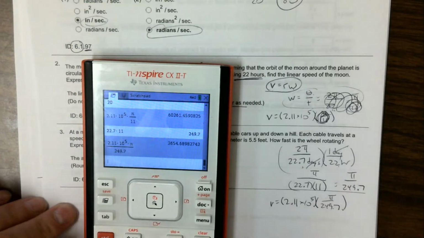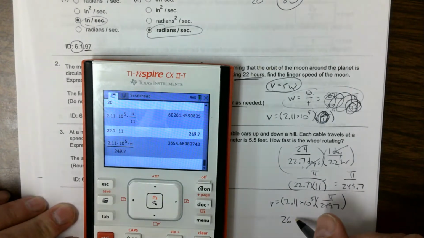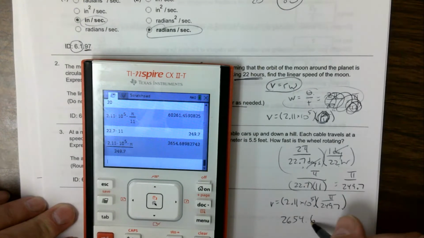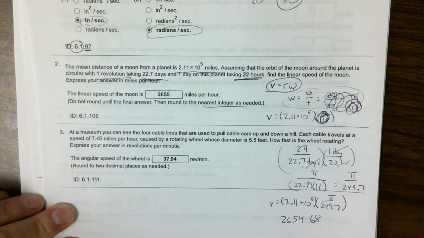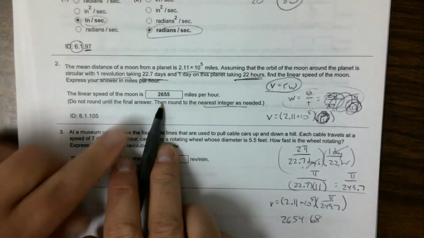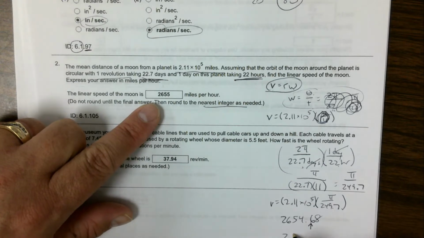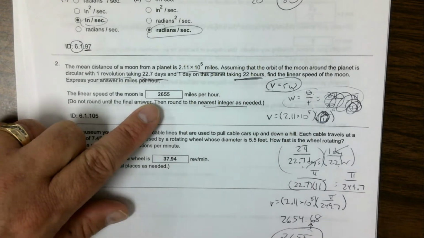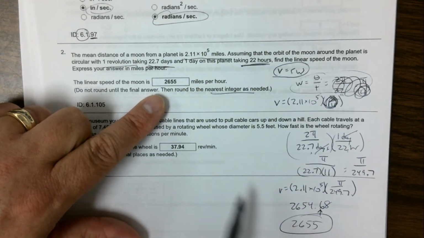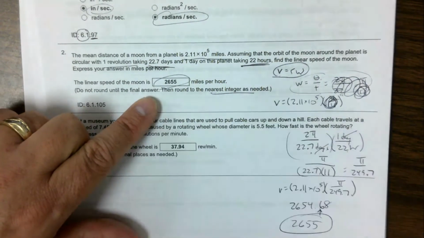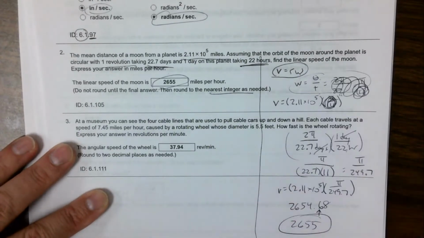And that gives you 2654.68. Well, we want the whole number, and so based on the 6, we have to round up: 2655. 2655 is right there. Okay, so that's how you do problem 2.